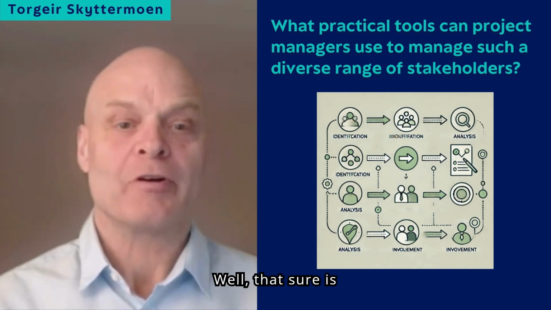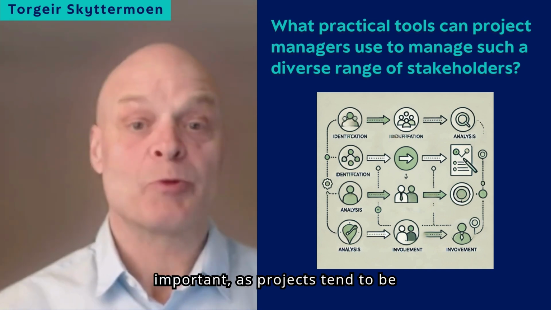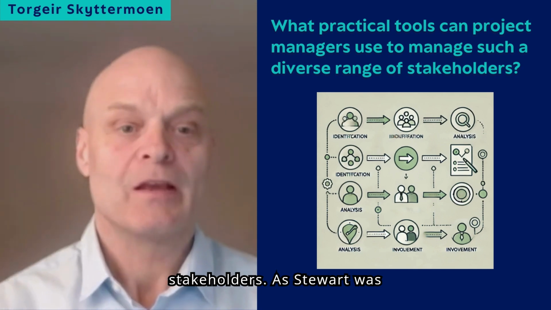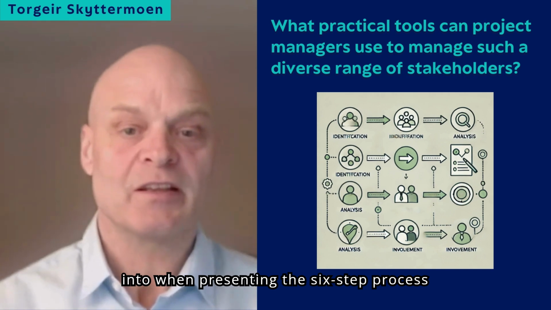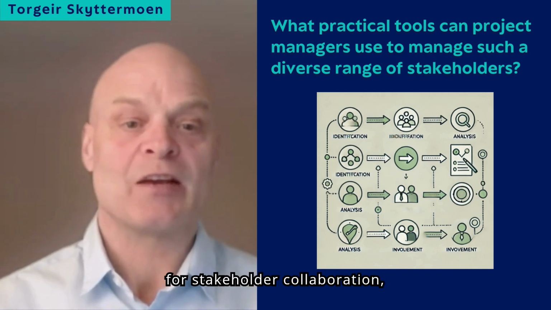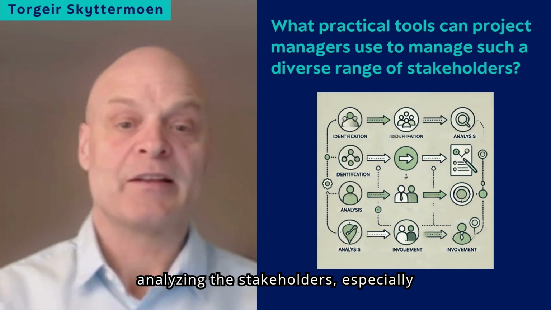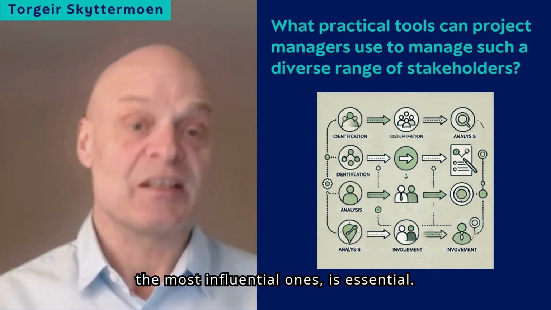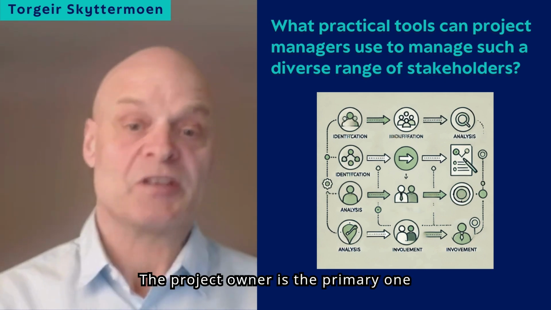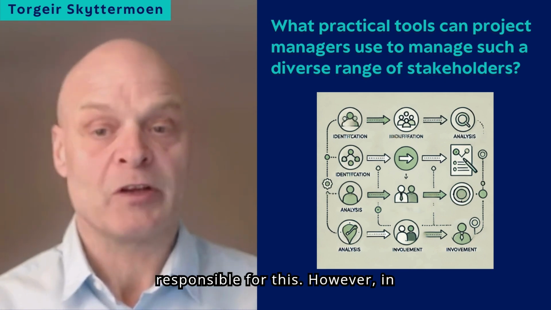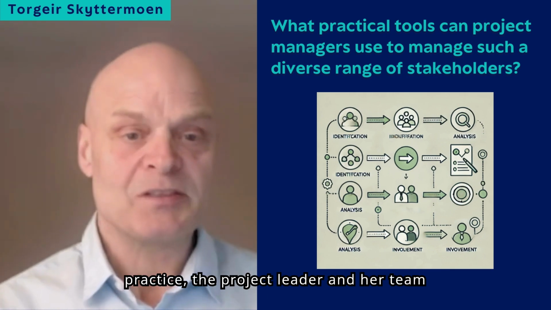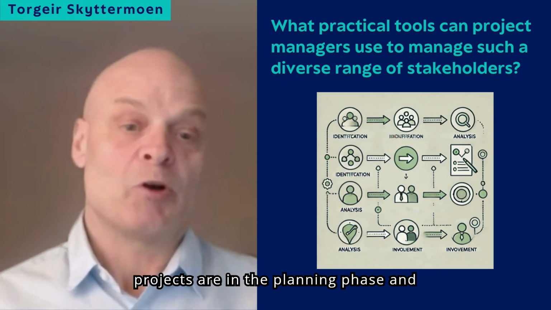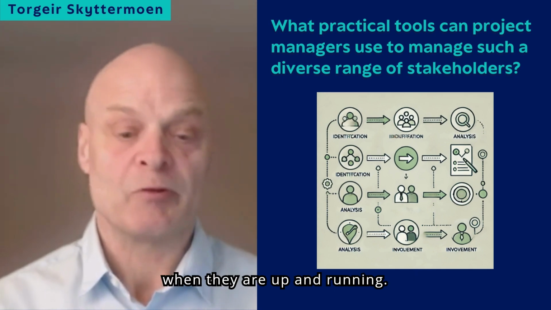Well, that sure is important, as projects tend to be complex and involve multiple stakeholders. As Stuart was hinting at when presenting the six-step process for stakeholder collaboration, analyzing the stakeholders, especially the most influential ones, is essential. The project owner is the primary one responsible for this. However, in practice, the project leader and her team will most likely do this when the projects are in the planning phase and when they are up and running.